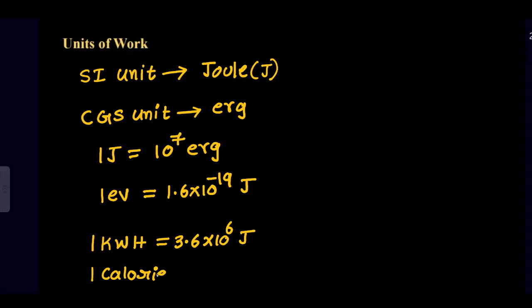1 calorie is equal to 4.18 joules. While doing calculations, we can consider this as approximately 4.2. These are the units of work. As of now, remember joule. The remaining units will also come one by one.